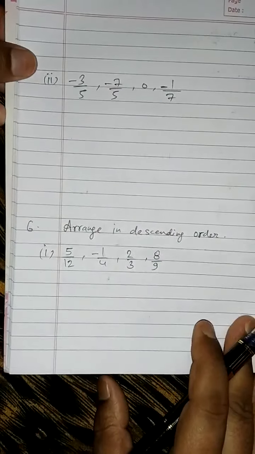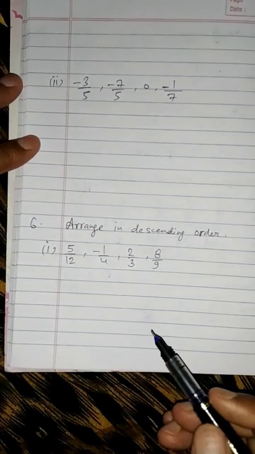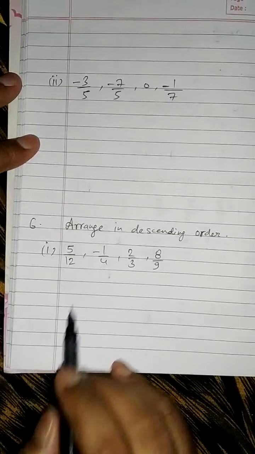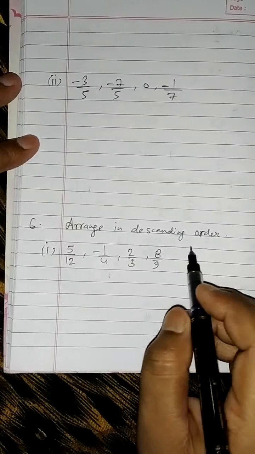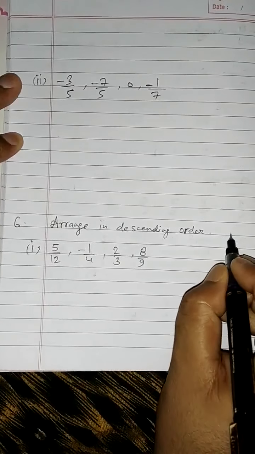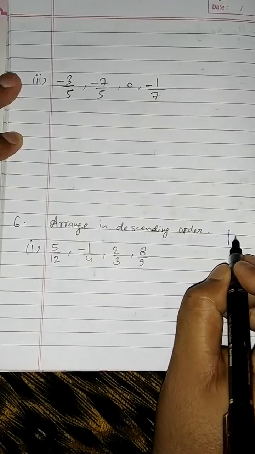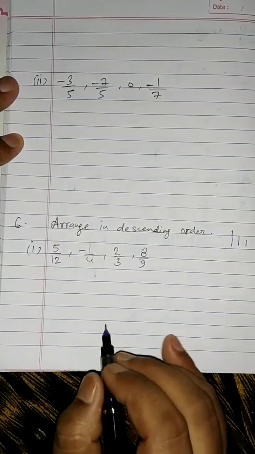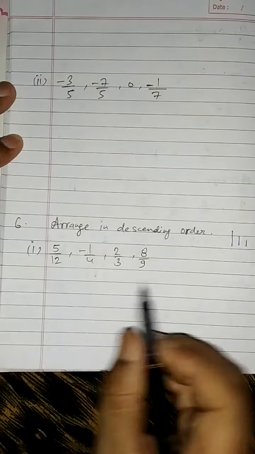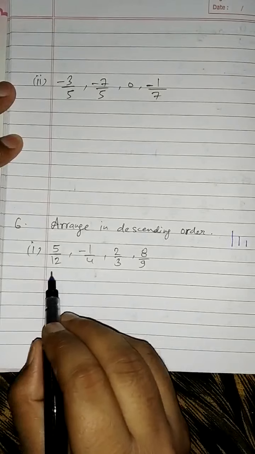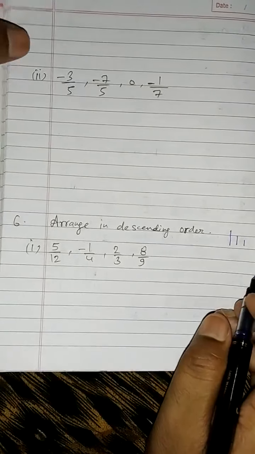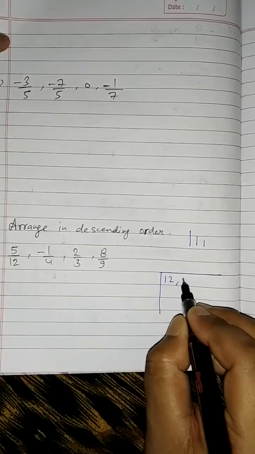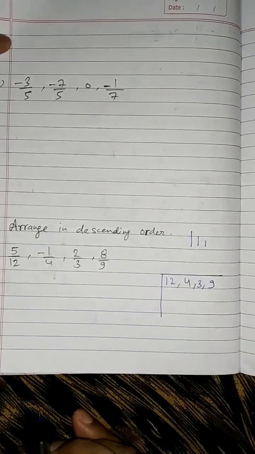Now next question that I am taking is the first part, arrange in descending order. Okay, arrange in descending order means you have to put the largest number first and after that smaller and then smallest, in this order you have to write the answers. So first we will take the LCM of 12, 4, 3 and 9.